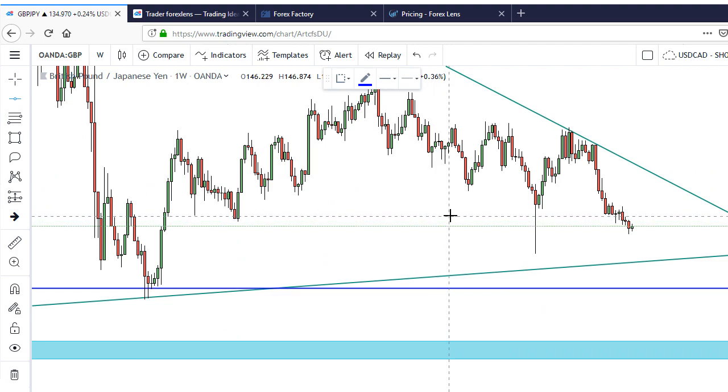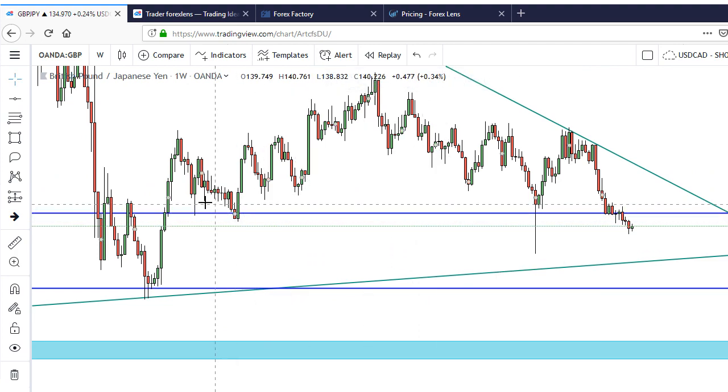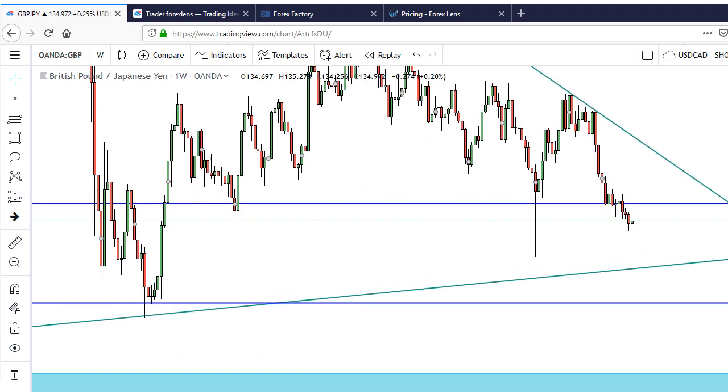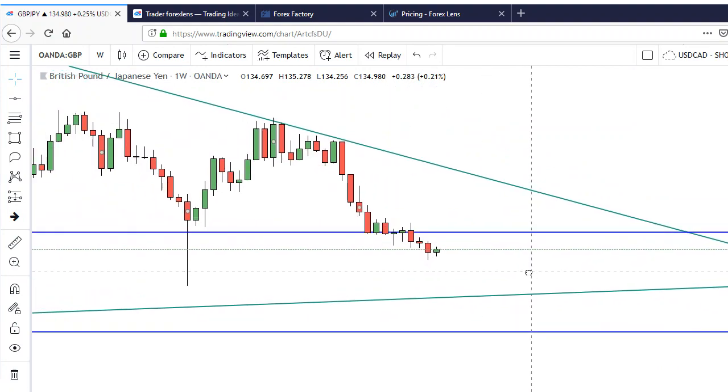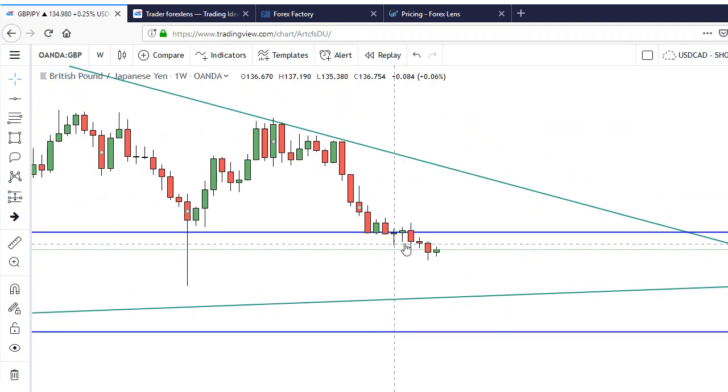Now let me see if we've broken any recent support, and we have. So right around here, this level right here at 135.843 was a recent support we broke. Now zooming in, we can see that when we did break support, we did come up and retest, and we had a nice rejection.